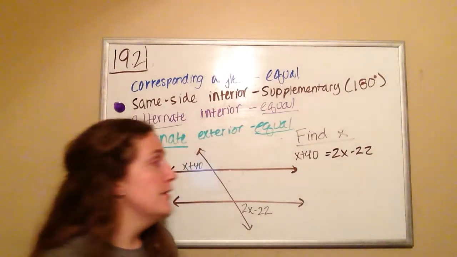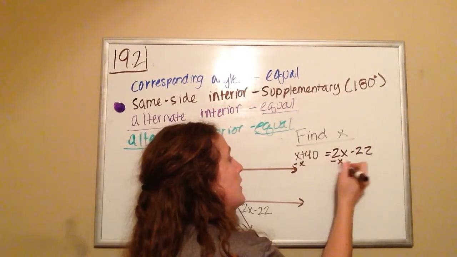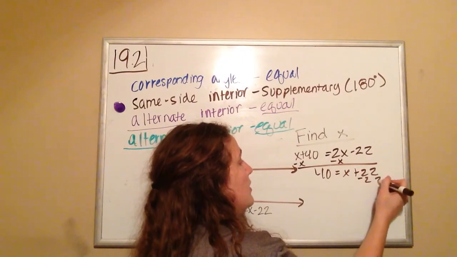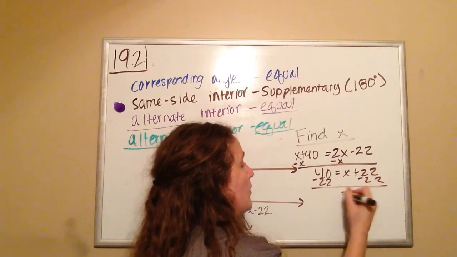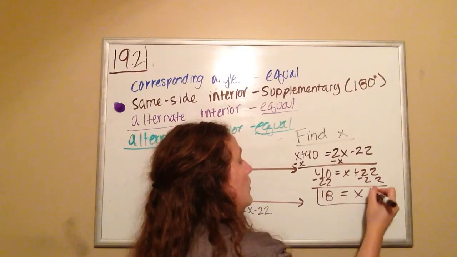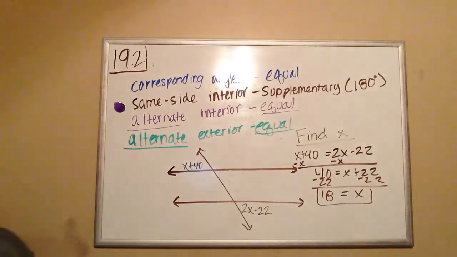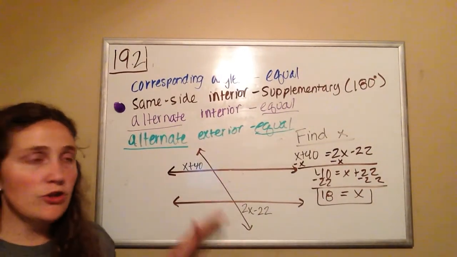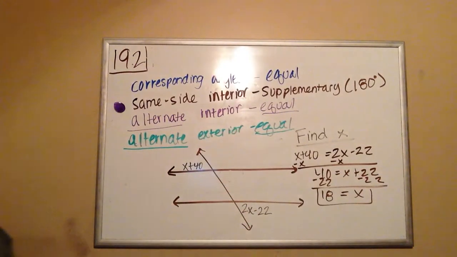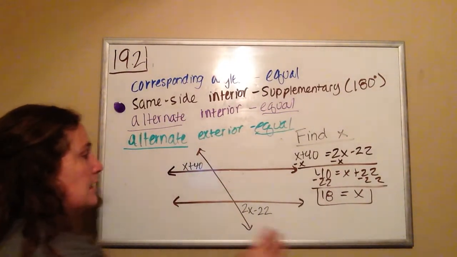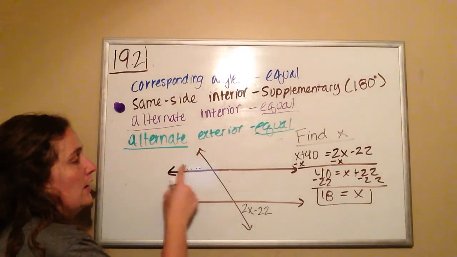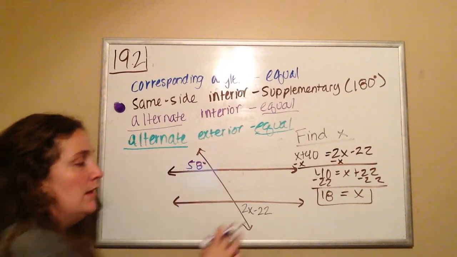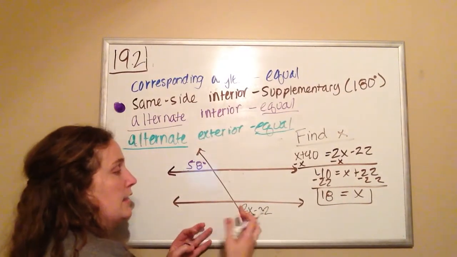And when we do that and solve, we're going to subtract x. 40 equals x minus 22, and we get x is equal to 18. So that would be if we were trying to find x. Now what if I asked you to figure out what each angle here is? Well, we know that x is 18, so let's figure out what this angle is. It's 40 plus 18, which is 58. This one here, if we plug in 18, we should get the exact same thing.